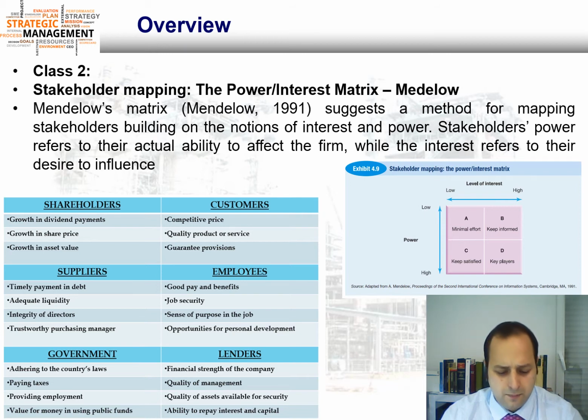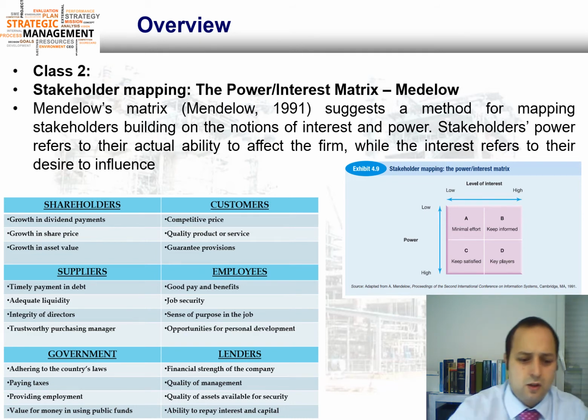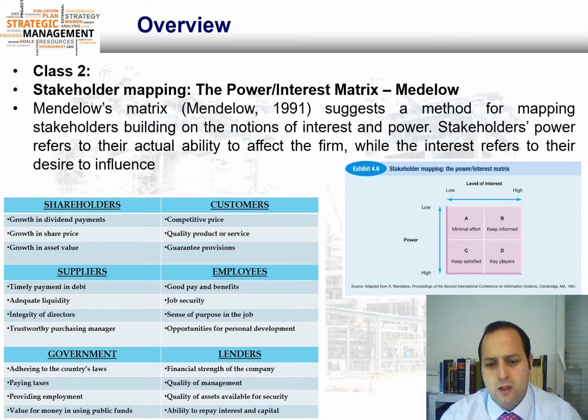Depending on the different expectations of those stakeholders and their power and interest within the company, the Mendelow's matrix classifies them and states that, if you were a manager of such a company, you have to dedicate minimum effort, or keep them informed, keep them satisfied, or they are key players and you have to keep them informed and satisfied. So Mendelow's matrix is a very useful tool to classify stakeholders and to see which stakeholders you have to pay more attention to.